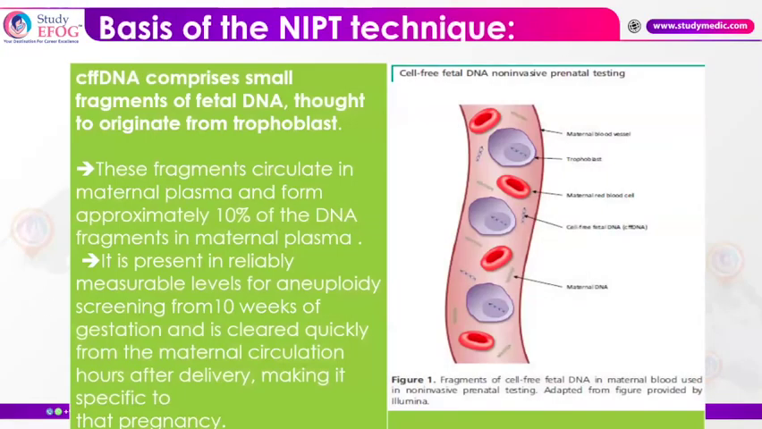So let's talk about some basics of cell-free fetal DNA. It comprises small fragments of fetal DNA thought to originate from the trophoblast. These fragments circulate in maternal plasma and form approximately 10% of the DNA fragments in maternal plasma. It is present at reliably measurable levels for aneuploidy screening from 10 weeks onwards of gestation and is cleared quickly from the maternal circulation hours after delivery, making it specific to that pregnancy. So let's see, it is present in the maternal blood cells, trophoblast, maternal DNA.